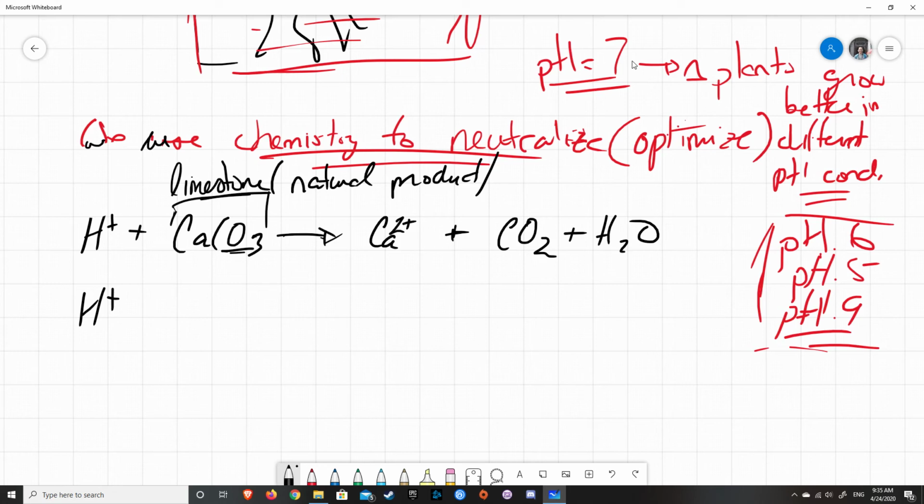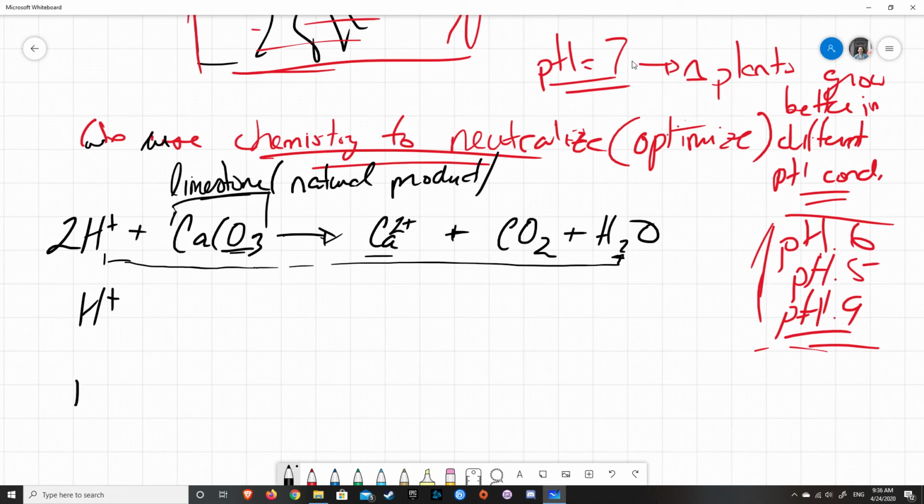So the H plus gets converted through a chemical reaction to liberate H2O, and H2O is not bad for the environment at all. So basically we can neutralize acidic soils. Let me just balance this a little bit. There you go: O3, O3, H2, H2, C, and Ca 2 plus. Good. So we can add limestone directly to the soil, and we till it into the soil, so we basically dig it in, and when it rains they react together.